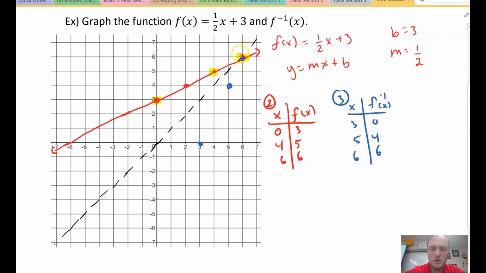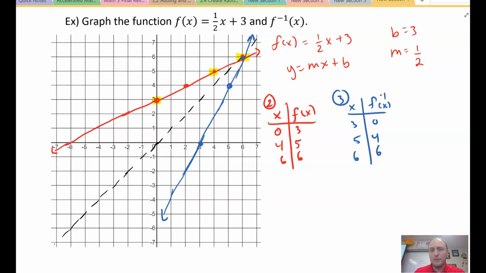So what we get is a straight line that looks something like this. You can use a straight edge, a ruler, or an ID card to help you line out that straight line. Those are your two graphs.